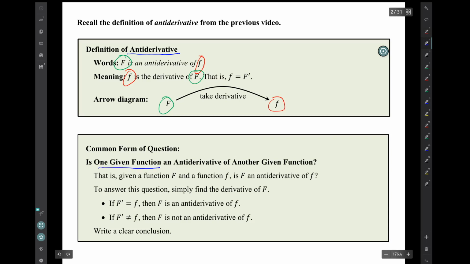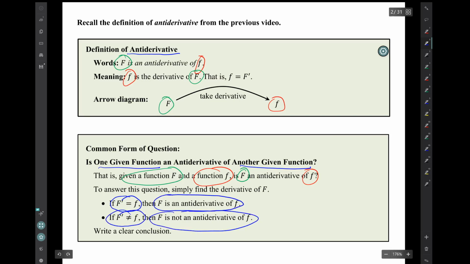And we discussed a common form of question. Is one given function an antiderivative of another given function? That is, given a function capital F and a function little f, is capital F an antiderivative of little f? Well, we discussed how you answer that question by simply finding capital F prime. If capital F prime equals little f, then yes, capital F is an antiderivative of little f. If capital F prime is not equal to little f, then capital F is not an antiderivative of little f.